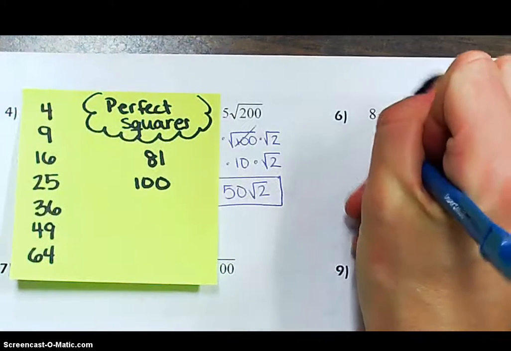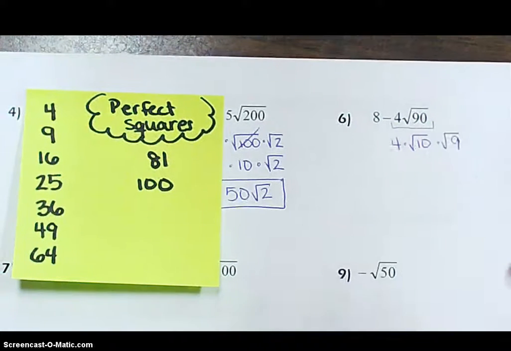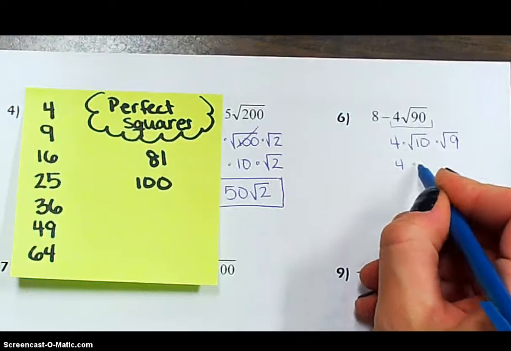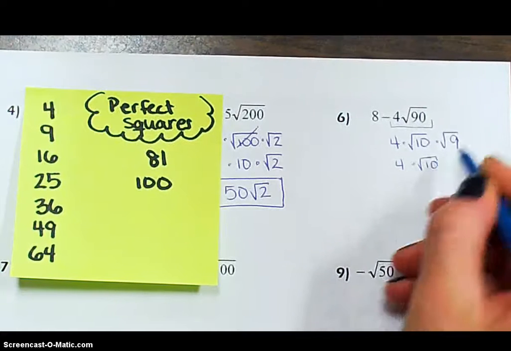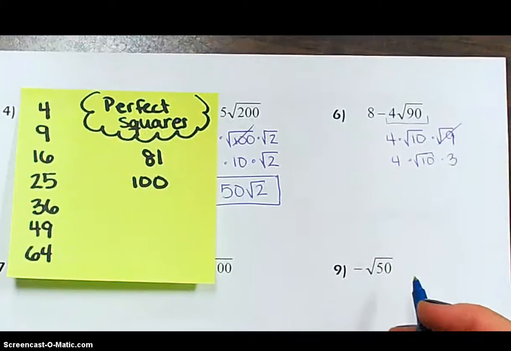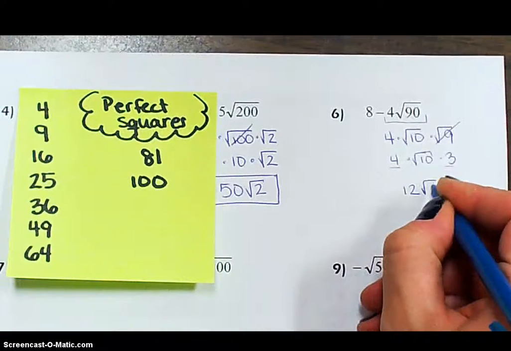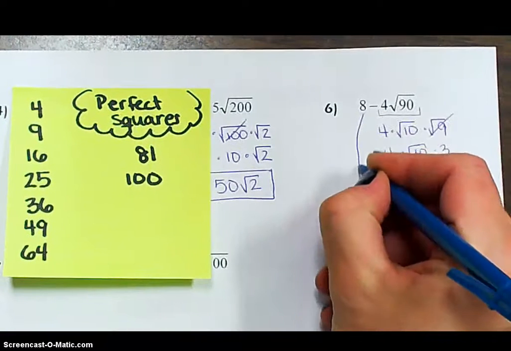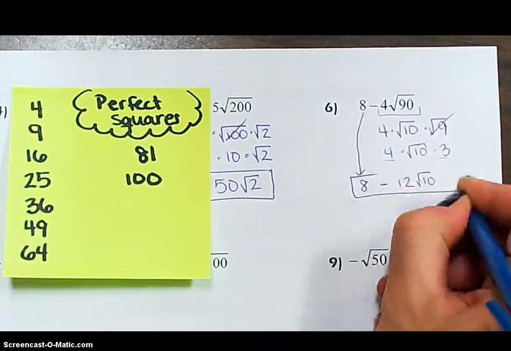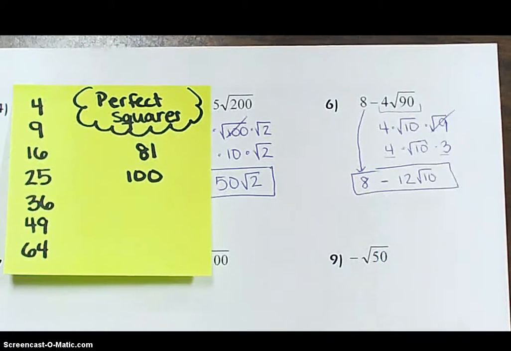So this is going to be 4 times radical 10 times radical 9. Okay, now 4 stays the same. I can't take the square root of 10, so it stays radical 10. And the square root of 9 is 3. Now I'm going to multiply the whole numbers together. So 4 times 3 is going to give me 12 radical 10. Now this 8 is going to come straight down, and then I'm going to subtract them. And that is our final answer there. You cannot combine a radical with a whole number.